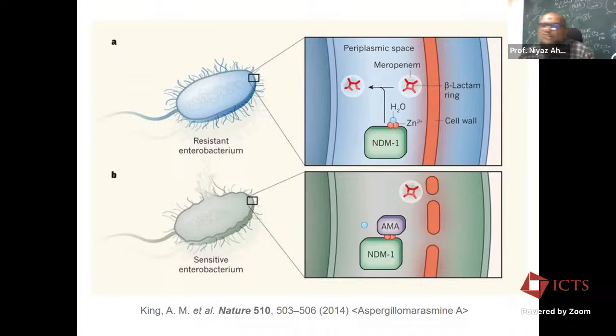There is an example also of aspergillomarasmine here on your screen, where aspergillomarasmine A, when administered, can make the cell wall compromised, and then your regular antibiotic can work.